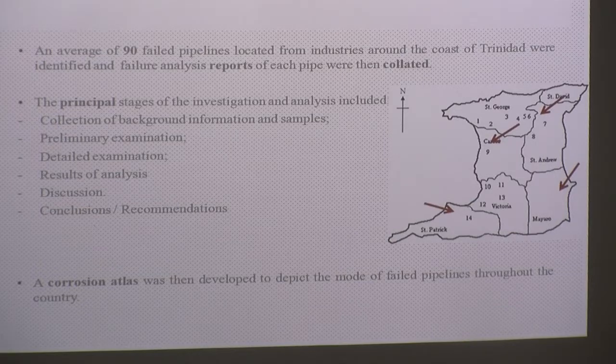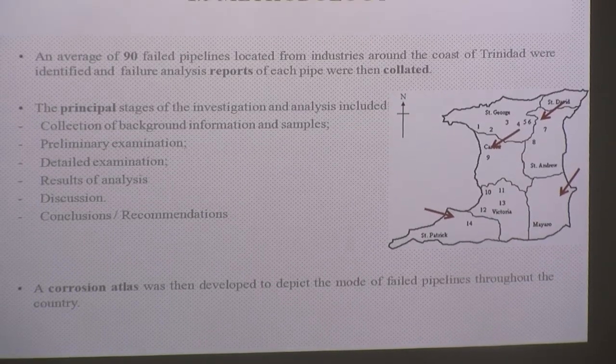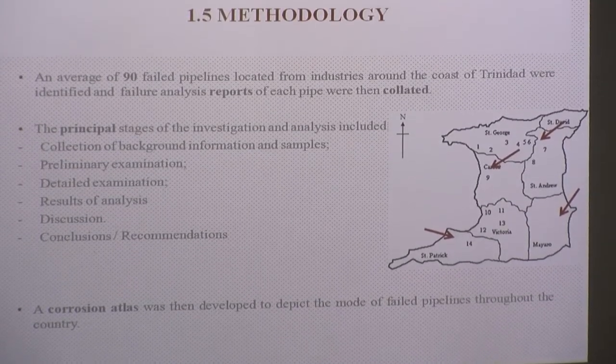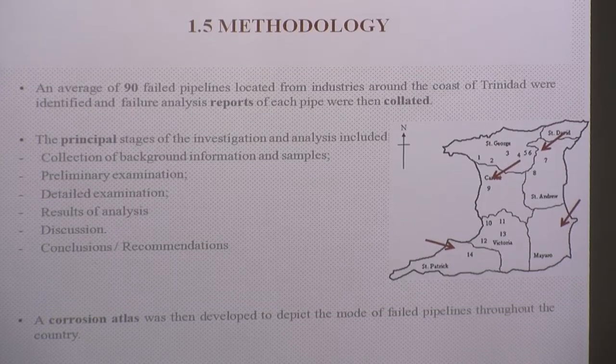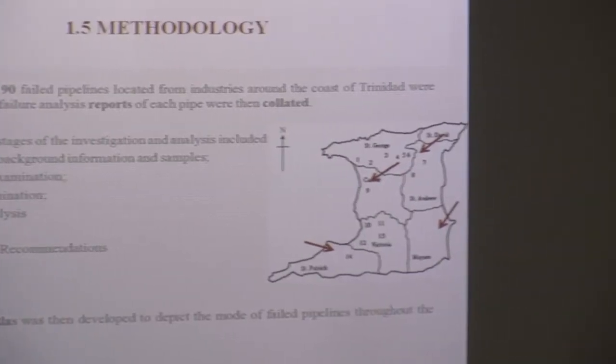The principal stages of the investigation included collecting the background information and samples. Then you have the preliminary examination where you have to look at the failure and see the quality of the corrosion product collected. Then you do the field examination, and you have results, discussion, conclusion, and recommendation.